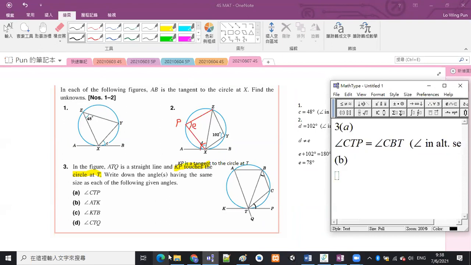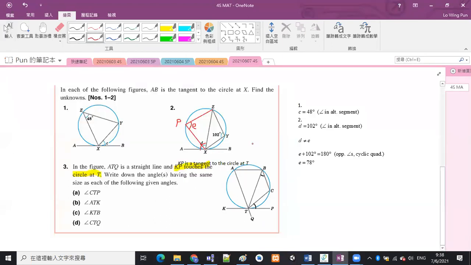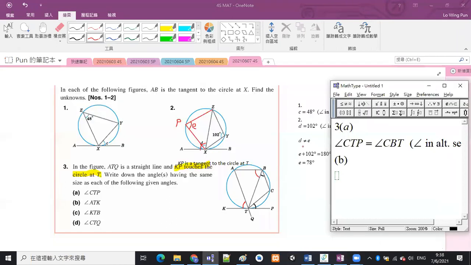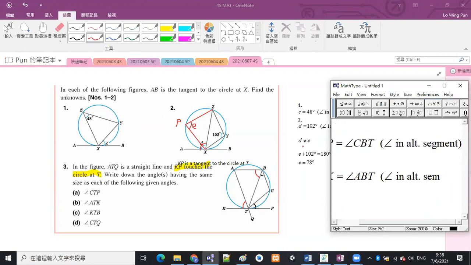Okay, and then part B, angle ATK. So which one is equal to angle ATK here? Angle ATK is an angle between the tangent and chord AT. Okay, and we just need to find an angle at circumference, which is looking at the chord AT, but on the other side from this angle. So I think it is quite obvious that it should be angle ABT, right? So part B, angle ATK should be equal to angle ABT for the same reason, angle in alternate segments.